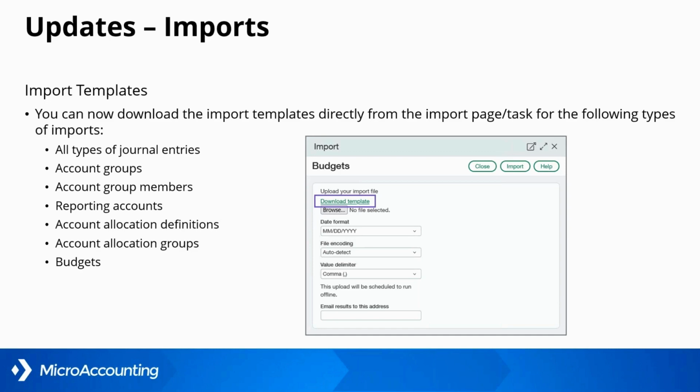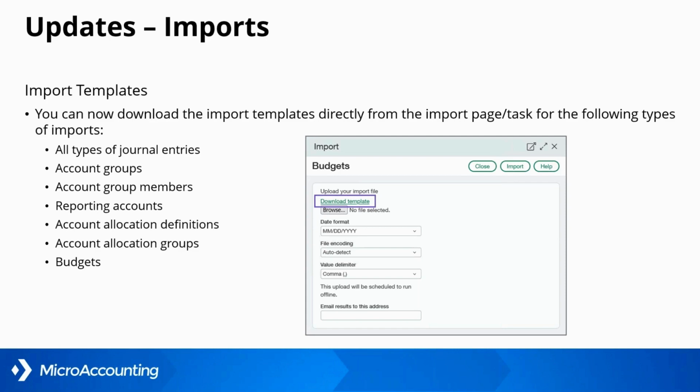So if you're doing journal entries, budgets, any of those things, and you want to get that template, you can go directly to that task to import, and you'll see an option here to download the template. So we're just giving you access to information that's already in the system, but making it a little more accessible and easier to find. Right now, it's on just a few of these general ledger related functions: journal entries, account groups, account group members, allocations, things like that, and budgets.